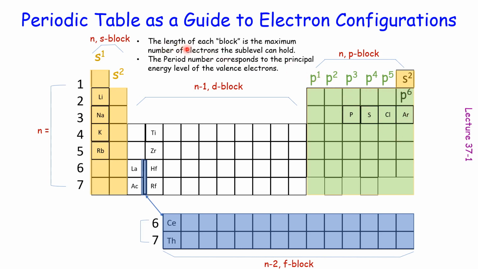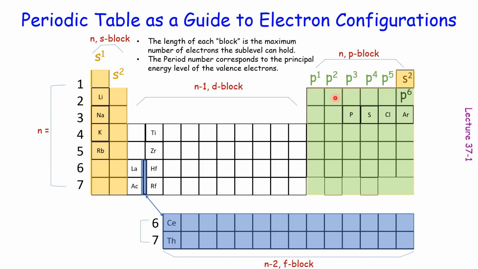Please note, the length of each block is the maximum number of electrons the subshell can hold. So for S block, you see only 2 columns. Therefore, the maximum number of electrons for S block is 2. Why? Because there is only one S orbital. According to the Pauli exclusion principle, a maximum of only 2 electrons can be accommodated in an S orbital.